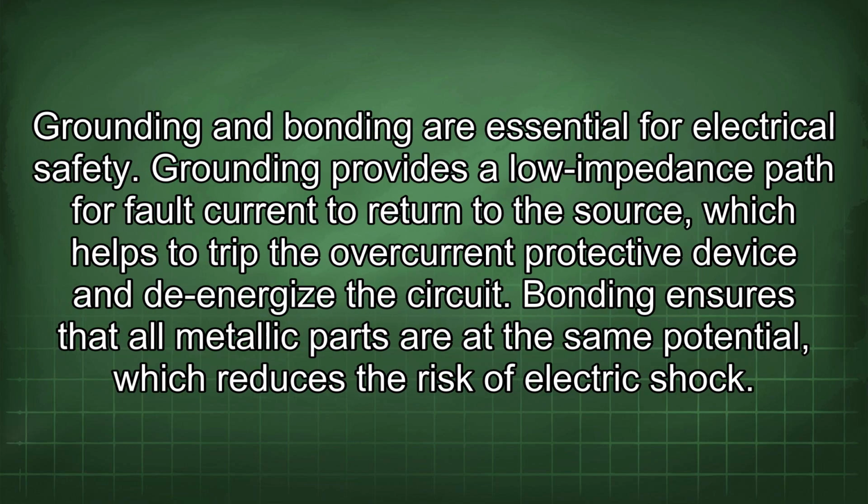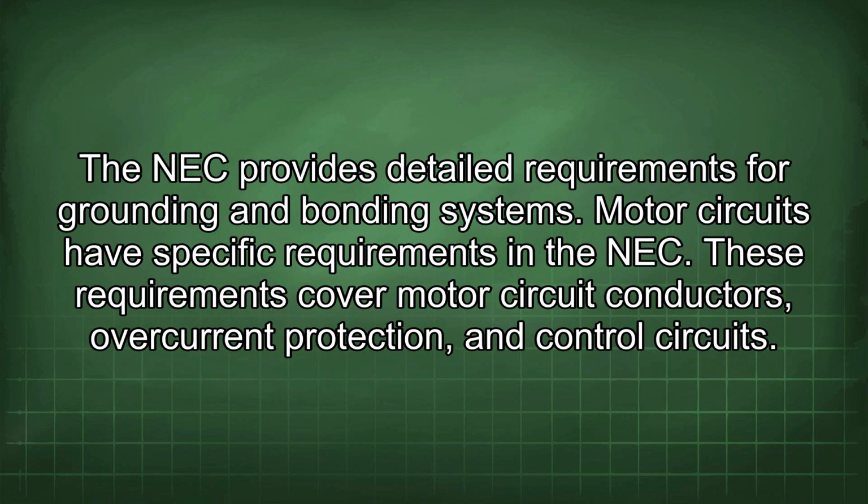Grounding and bonding are essential for electrical safety. Grounding provides a low impedance path for fault current to return to the source, which helps to trip the overcurrent protective device and de-energize the circuit. Bonding ensures that all metallic parts are at the same potential, which reduces the risk of electric shock. The NEC provides detailed requirements for grounding and bonding systems.